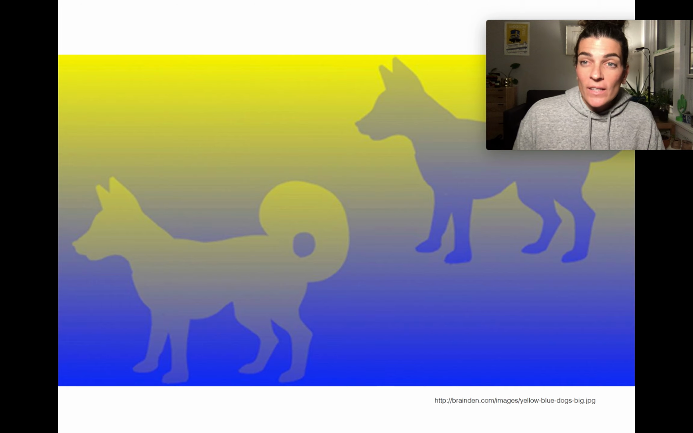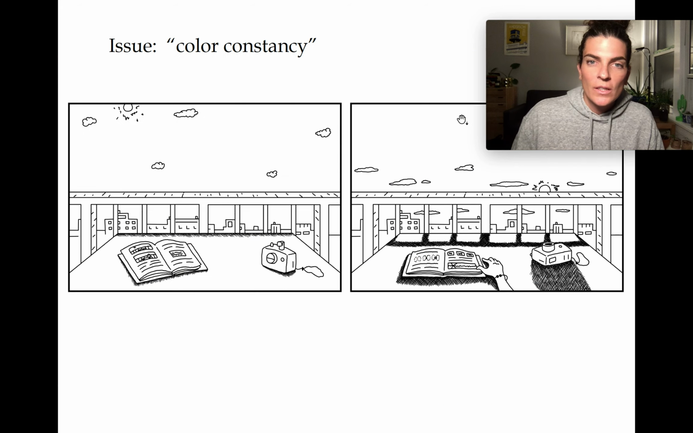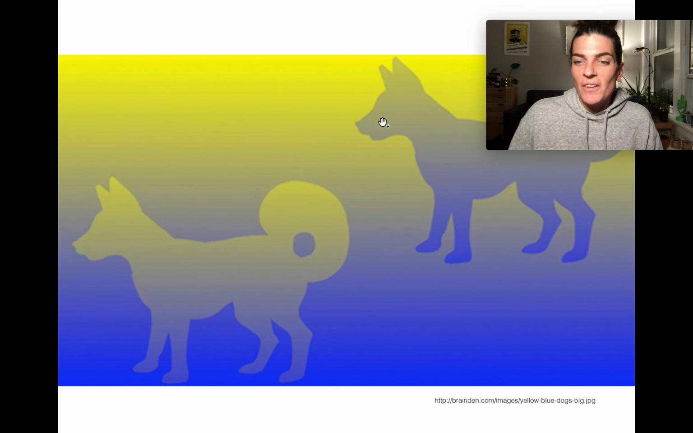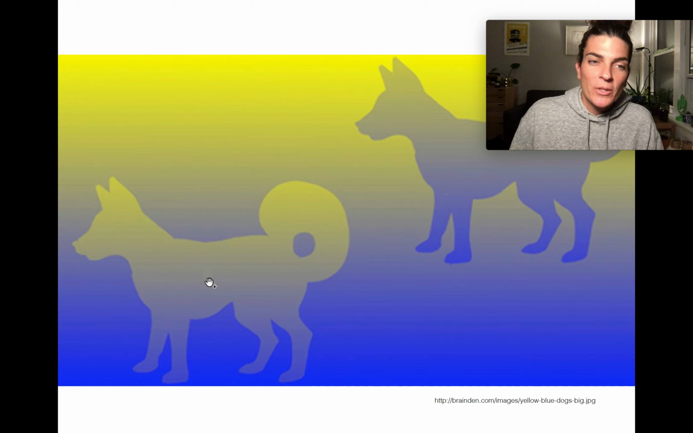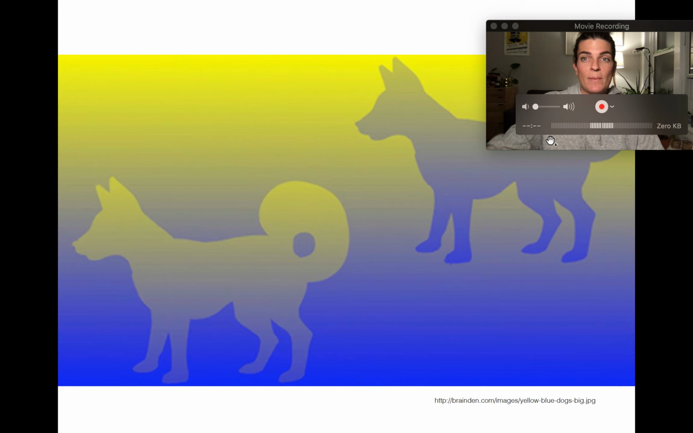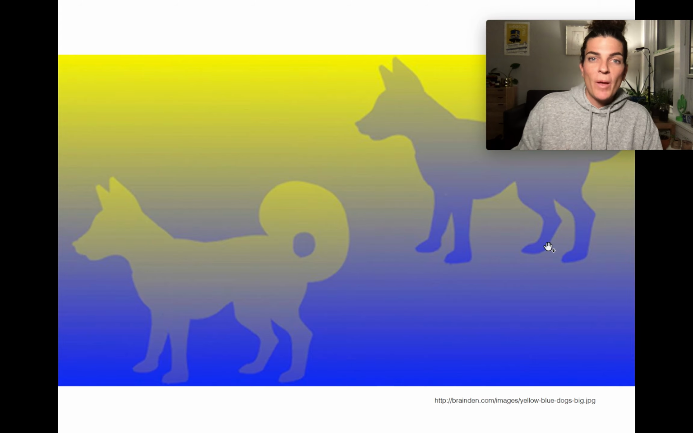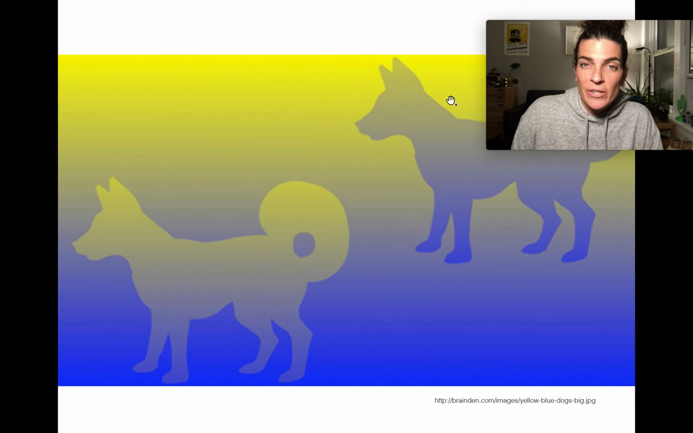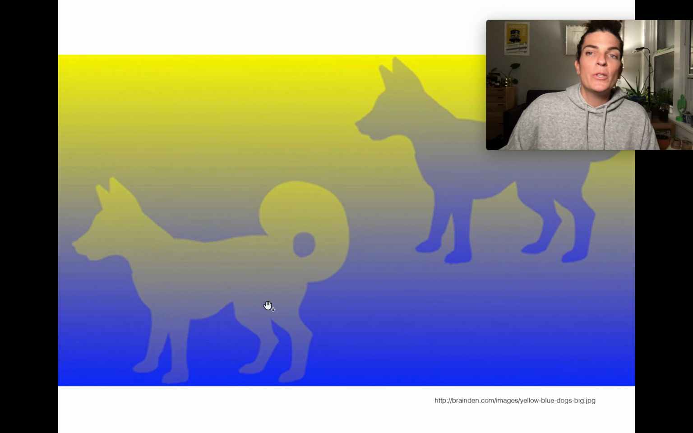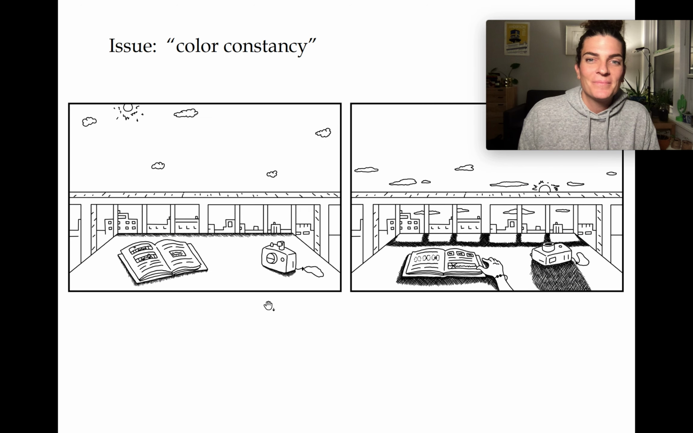Okay, these two dogs are different colors, right? The hues from the bottom to the top, this one's going from kind of bluish to yellowish, and this one's going from bluish to lighter bluish, right? Wrong. They're actually the same colors and the same gradient of colors from top to bottom. They just appear different because this one has a yellowish background and this one has a bluish background.